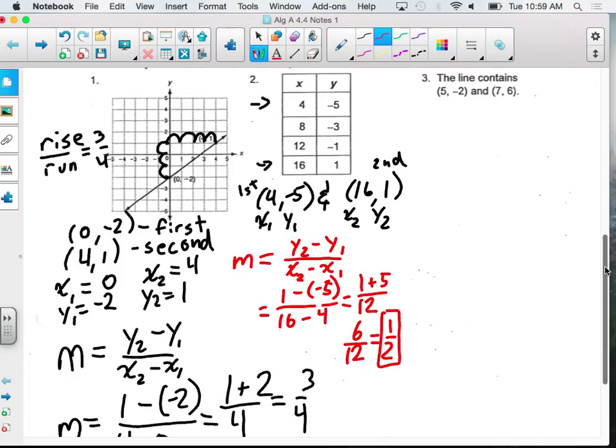Yes, Julia? I used a different ordered pair. You used a different ordered pair? Okay. If I use 4, negative 5, and negative 3... Okay, so which ones did you use? 4, negative 5, and 8, negative 3. So which one did you put as your first one?